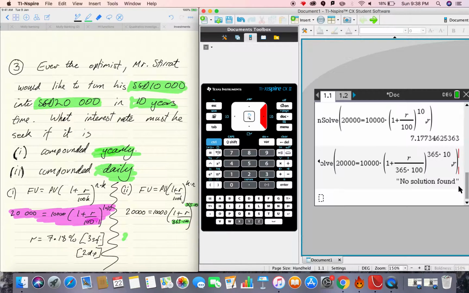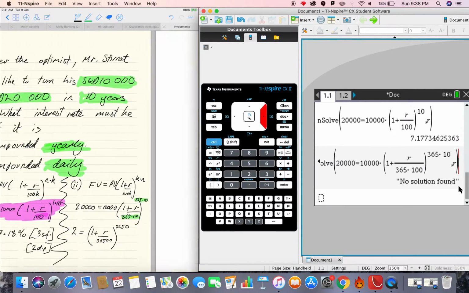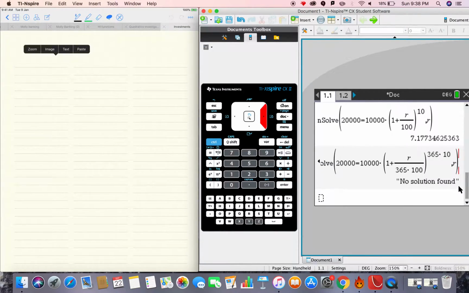Oops. There's a 2 on this side. And this is 1 plus r over 365, and I'm going to just work this out, the 365 times 10 years, so that's 3650. So let me just take this, and I'm going to put it onto the next page. Okay, let's just copy it. That's the next page. Paste it.